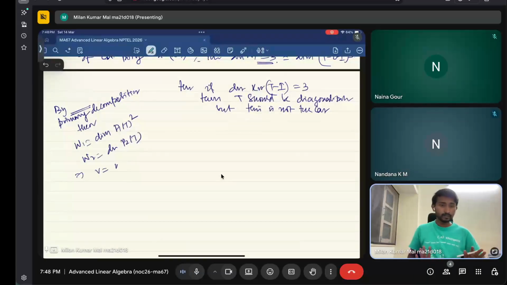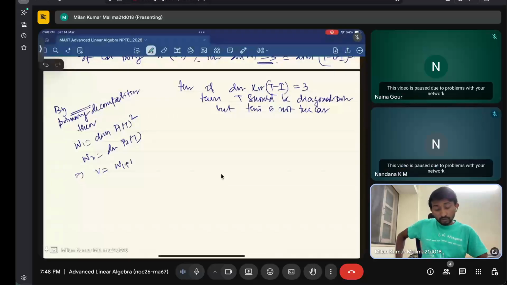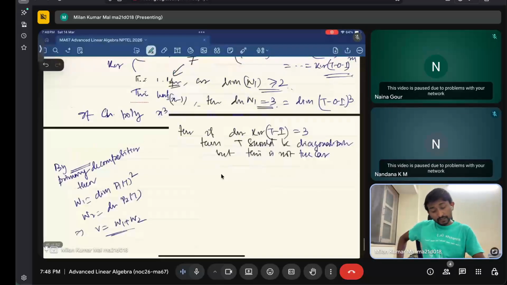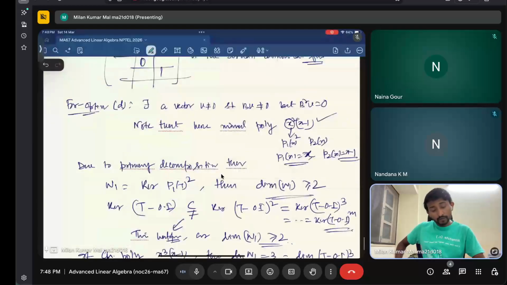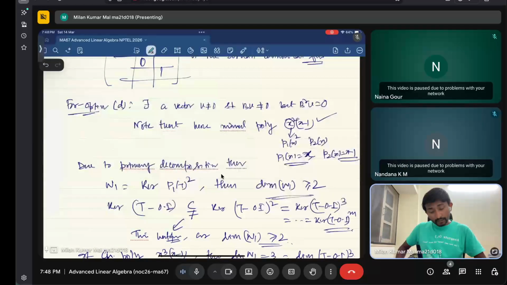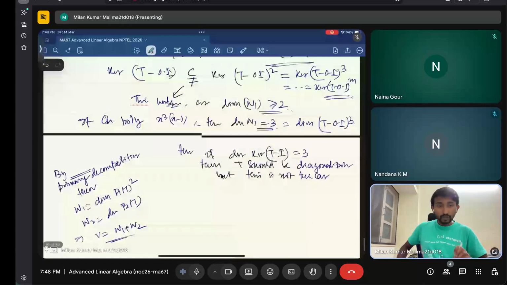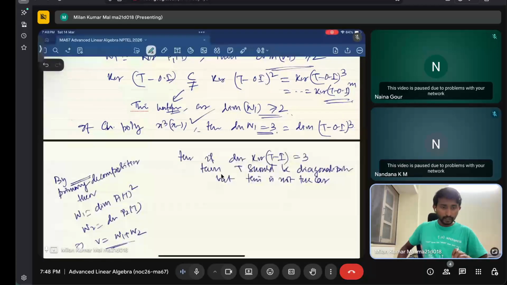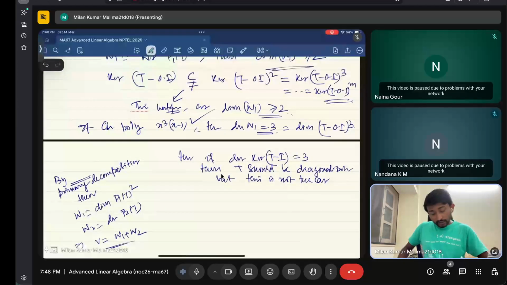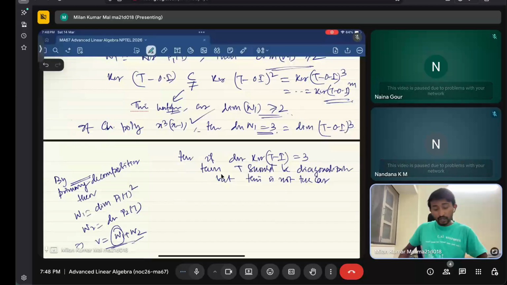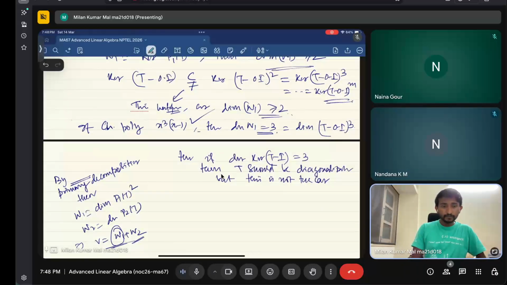Here V is a 4-dimensional space. The algebraic multiplicity is this. Sorry, the geometric power in the minimal polynomial is this, and the power in the characteristic polynomial is also this. So that means here we have only one eigenvector corresponding to x equals 1. But then W2 is actually the eigenspace, right? So that means that W1 should have dimension 3.